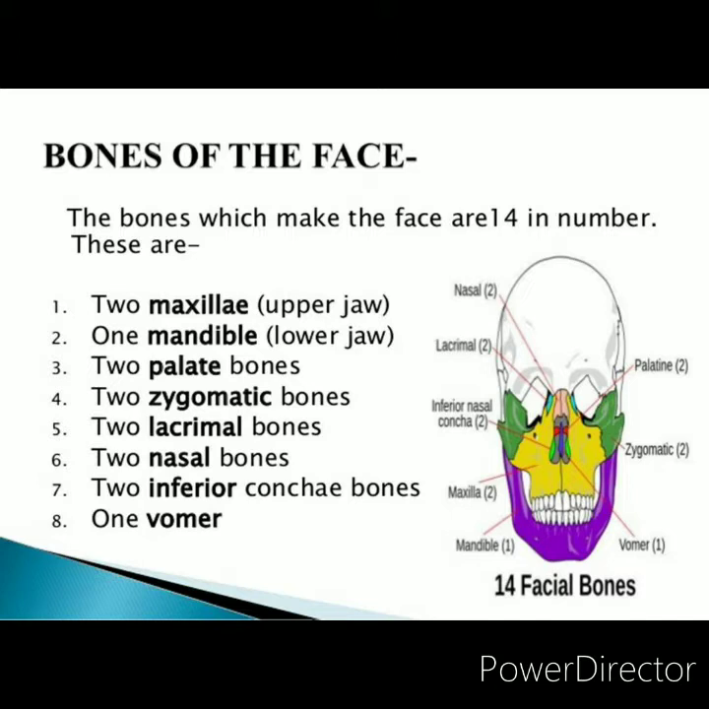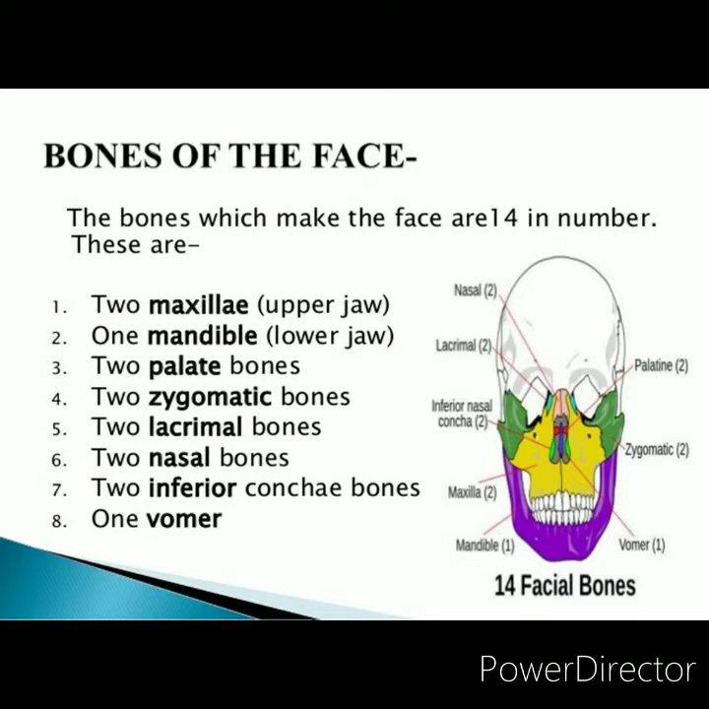Okay, the next is two lacrimal bones, also in a sea green color. You can find them just above the upper jaw, near to the zygomatic bone and near to your maxilla, the upper jaw, the sea green color for each side, left and right. Okay, that is your lacrimal bone.